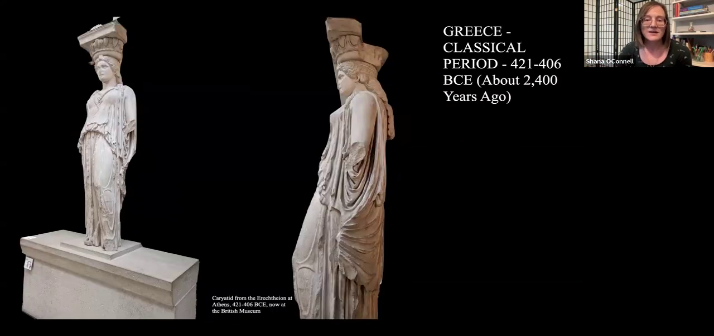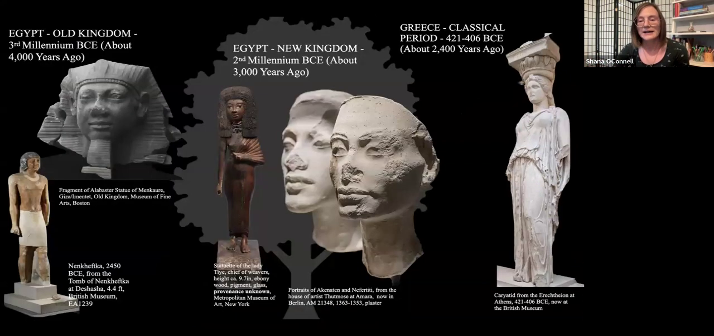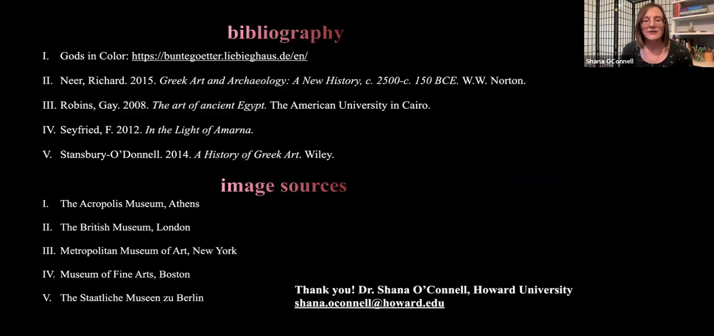So again, the classical period, and what we usually think of as Greek art, was really not possible in a vacuum or without connections to the wider Mediterranean. So I'll give you this last slide with a bunch of statues that we've seen going through the Old Kingdom, New Kingdom, all the way through the classical period. And then I have a bibliography and some image sources.